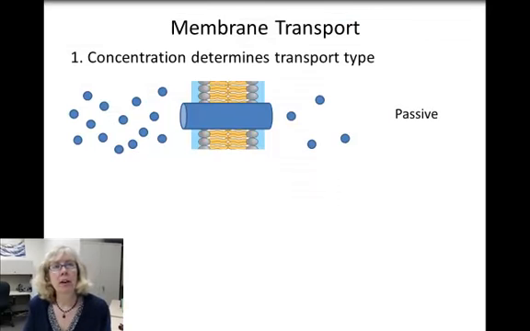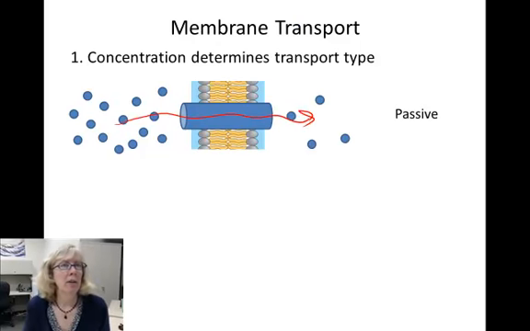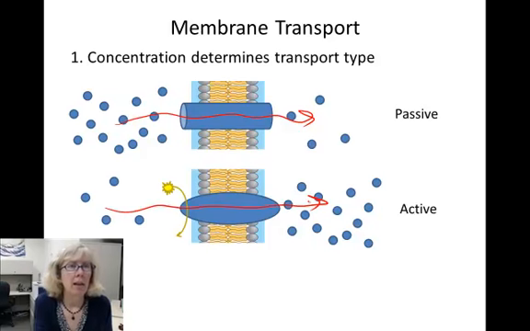Therefore, the first main factor that affects membrane transport is the concentration gradient of the molecule. If a molecule is diffusing from high concentration to low concentration, it does not require input of energy because passive diffusion takes care of it, and so it is called passive transport. If, on the other hand, a molecule is moving against its concentration gradient, then it does require energy.